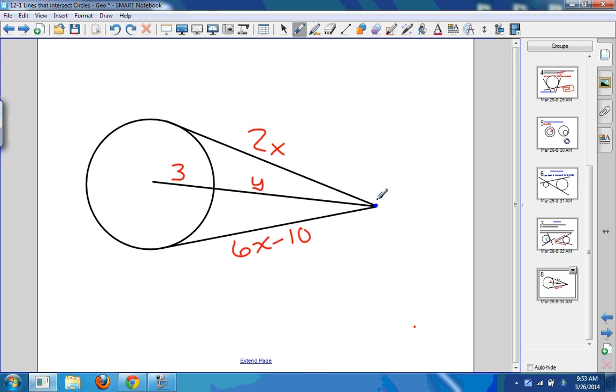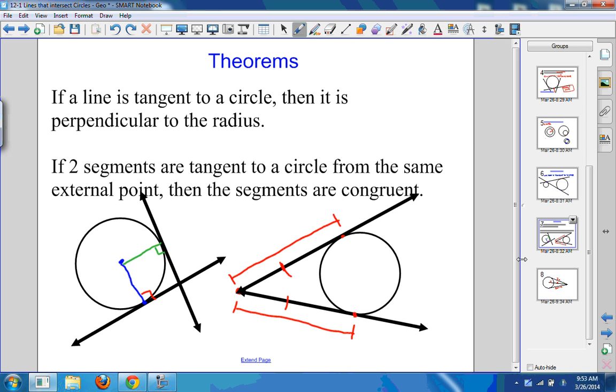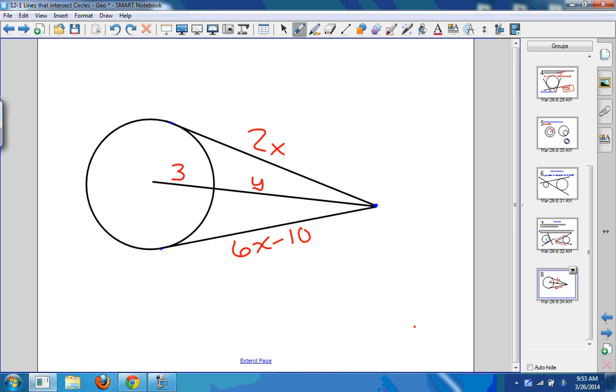It looks like this 2x is a tangent line. It's tangent right there at the point of tangency. And the same thing here, this is tangent there. So you should be thinking of this theorem here: if two segments are tangent to a circle from the same external point, then the segments are congruent. So that means that this is congruent to this because they're both tangent to the same circle from the same external point. So if they're congruent, we can say this 2x is equal to this 6x minus 10, right?